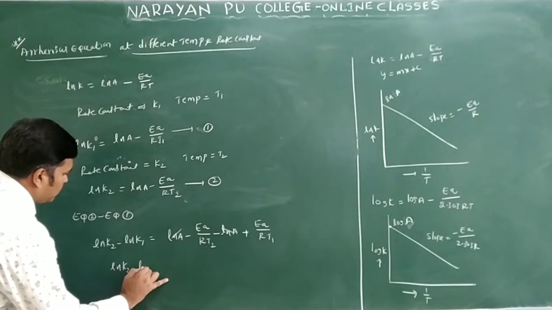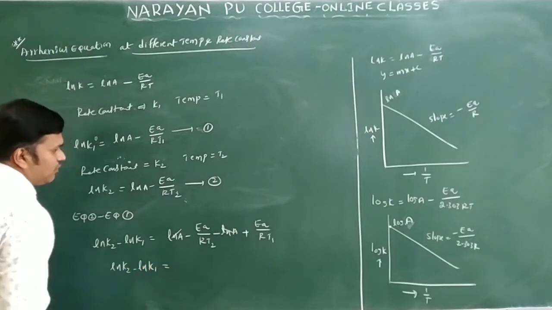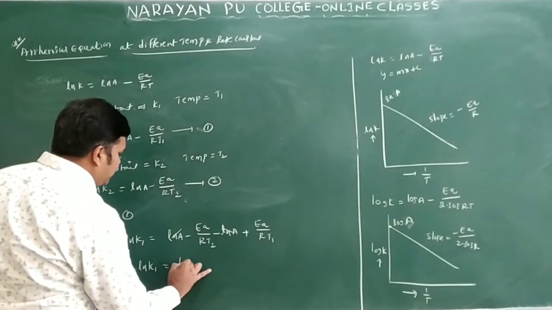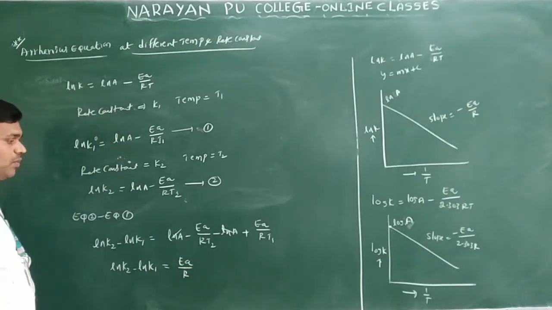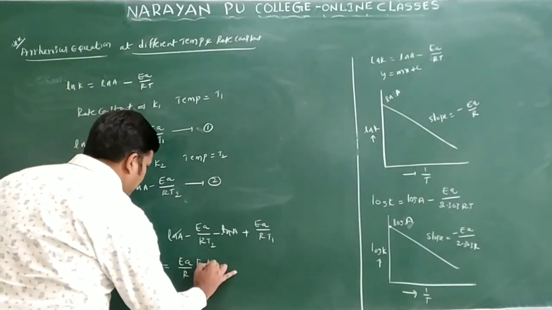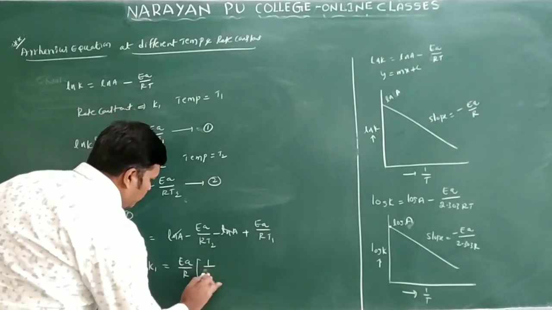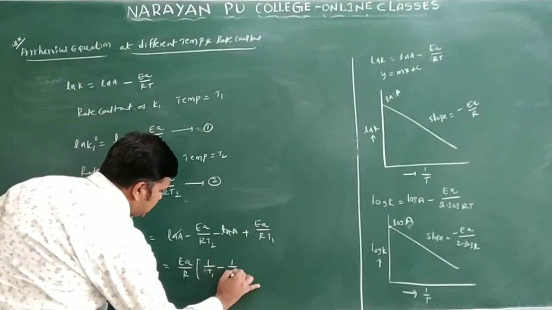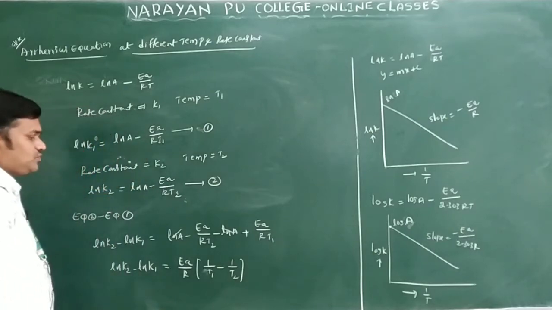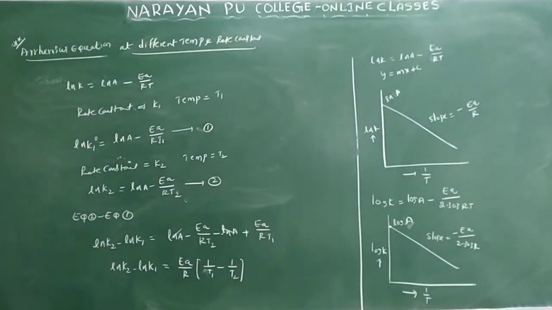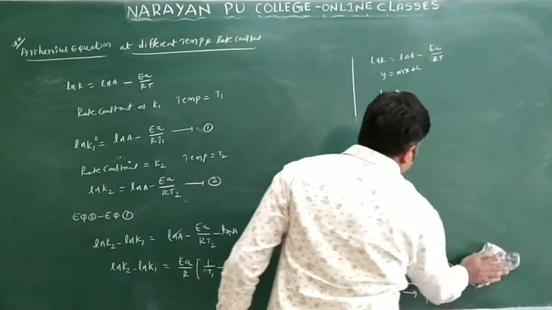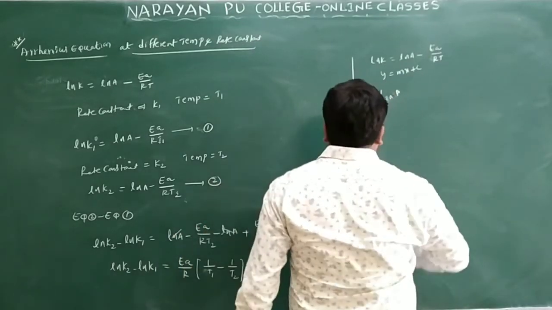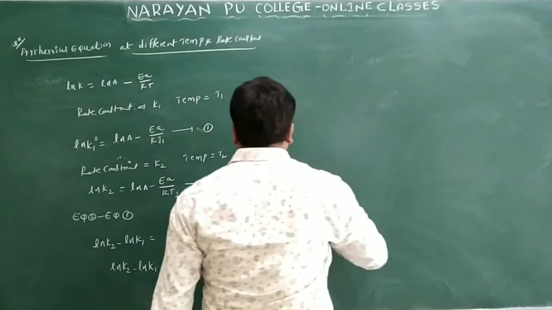Then Ln K2 minus Ln K1 is equal to, if you take EA by R common in both terms, then you will get 1 by T1 minus 1 by T2. Okay. Now here, Ln A minus Ln B, can I write Ln A by B? Ln A minus Ln B means what here? Log A by B means what?